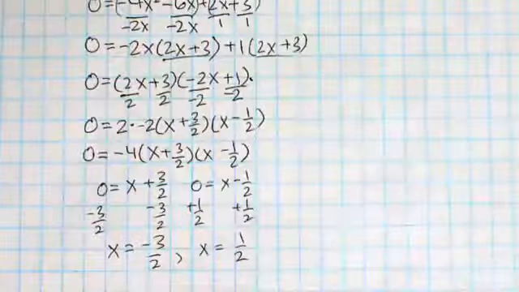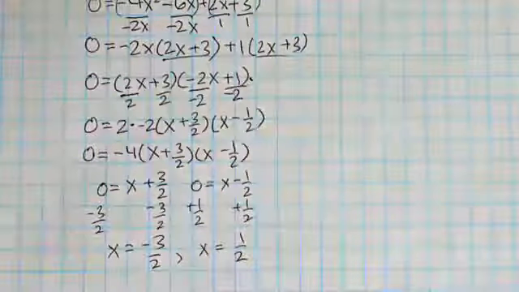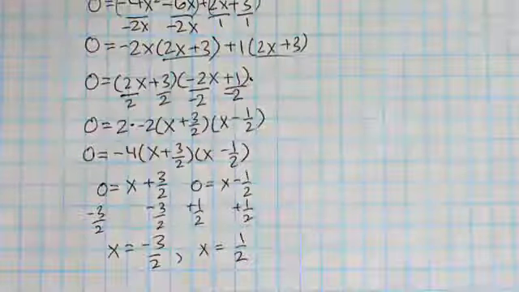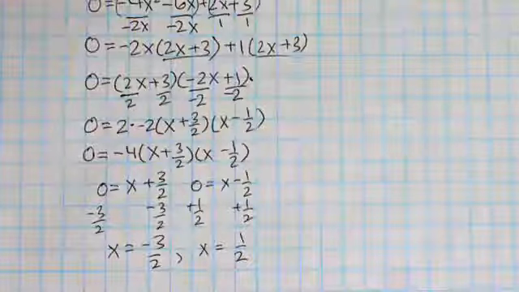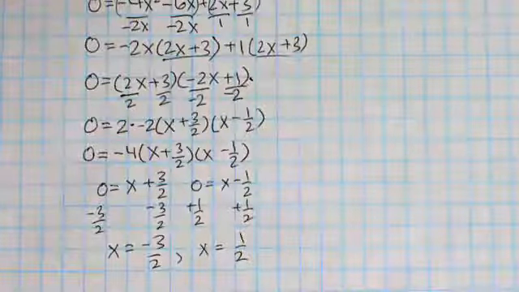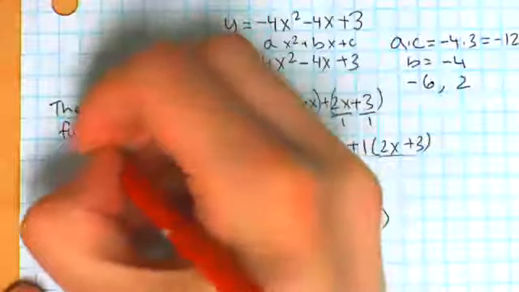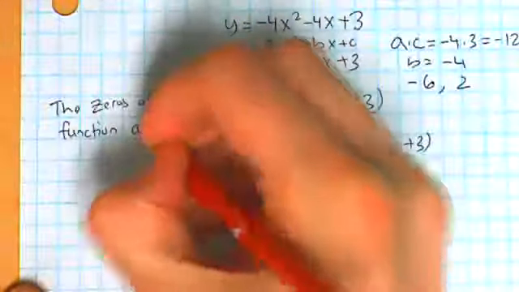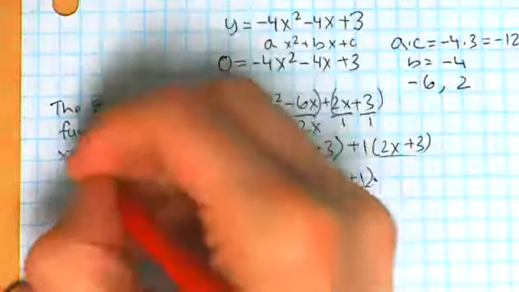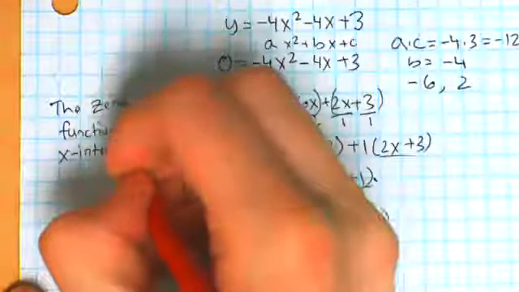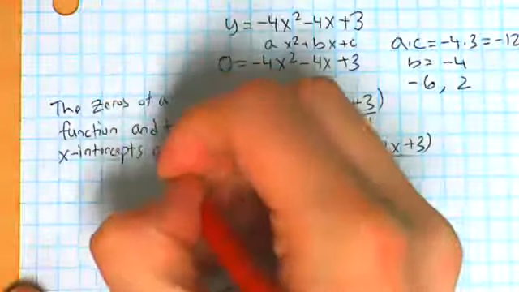Anyway, regardless of where you decided to solve it, you could eventually figure out that our x-intercepts are going to be x is equal to negative 3/2 and x is equal to 1/2. And this will be a moment when I will also do an aside and say that the zeros of a function and the x-intercepts are the same.